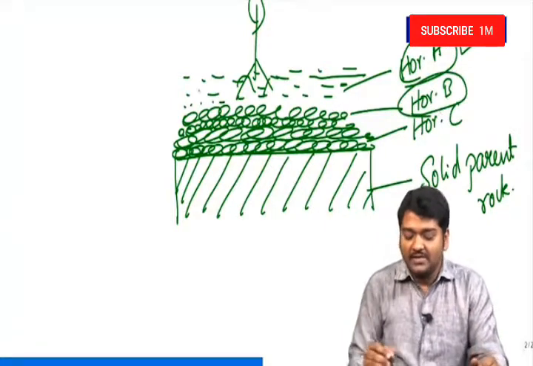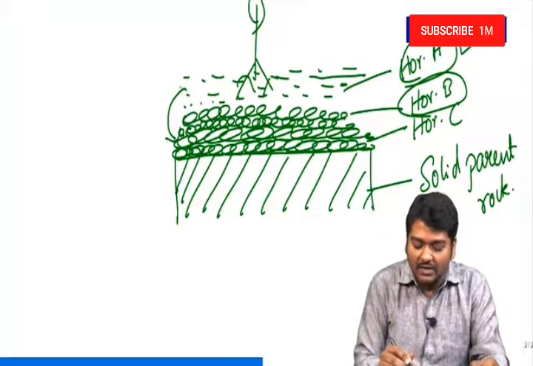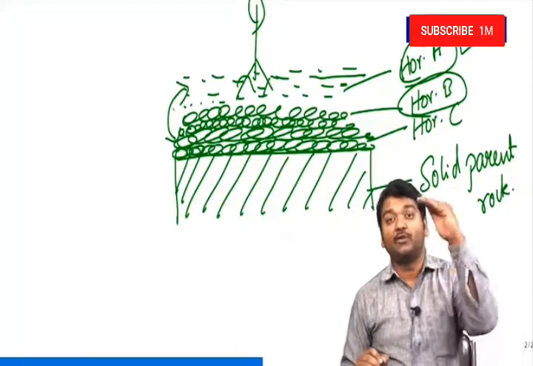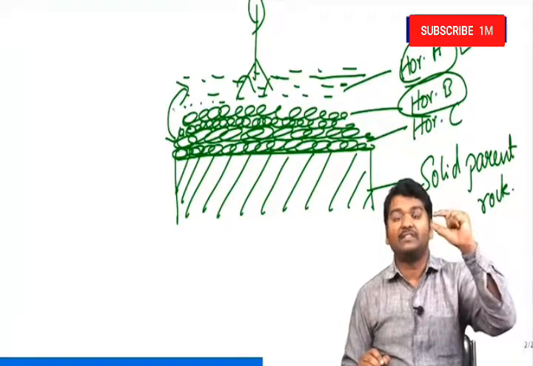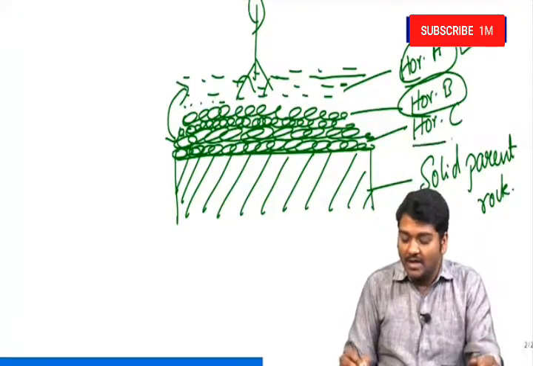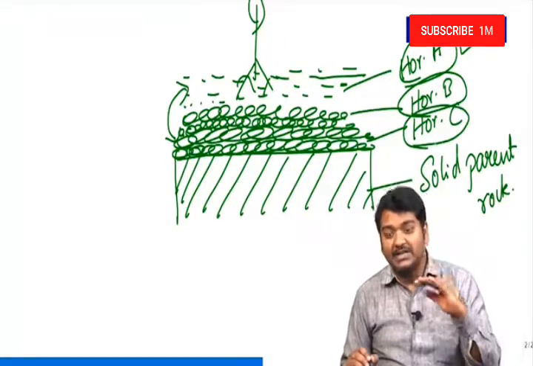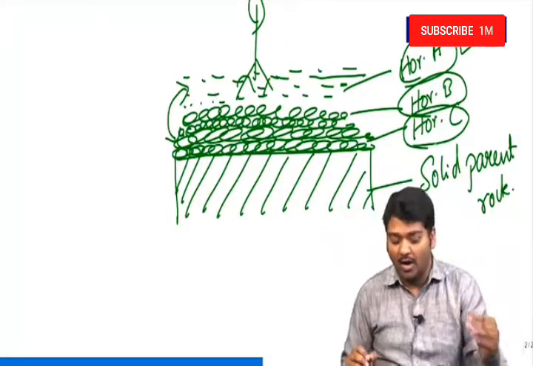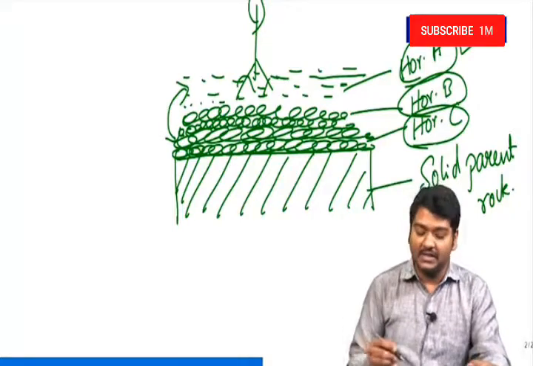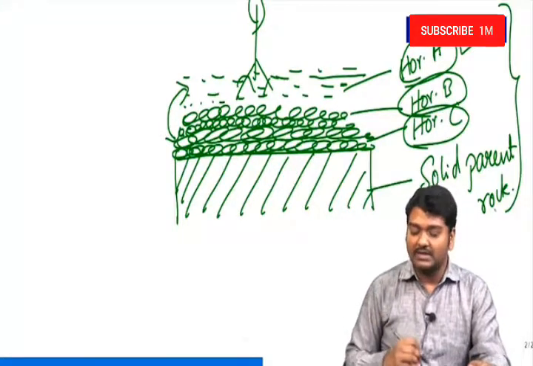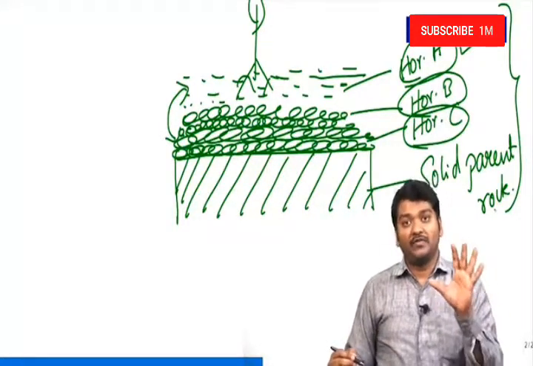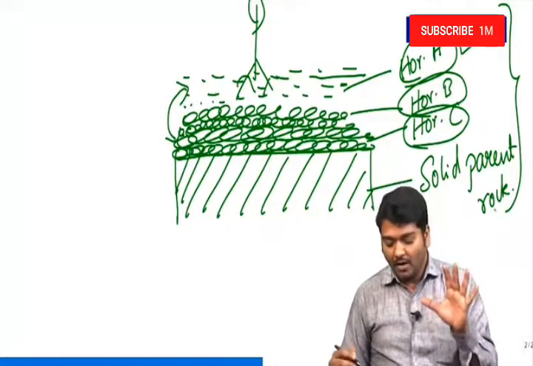Horizon B is in between horizon A and horizon C, so it has properties of both horizon A and horizon C. We call it a transition layer. Then you have horizon C, which is basically made of the parent rock. And then you have the parent rock itself. These are the four important things that you should always read whenever we come across soils.